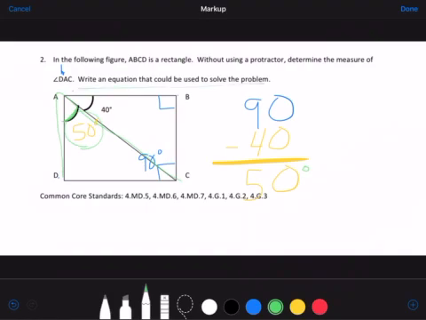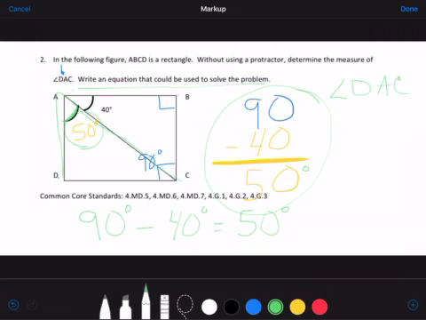It says to write an equation. Some of your teachers might say that that's an equation, but if you wanted to be careful or certain, an equation might look like this: 90 degrees minus 40 degrees equals 50 degrees. For my class, it's a word problem, so we would have to write out that angle DAC is 50 degrees because 90 minus 40 equals 50, or something similar to that.